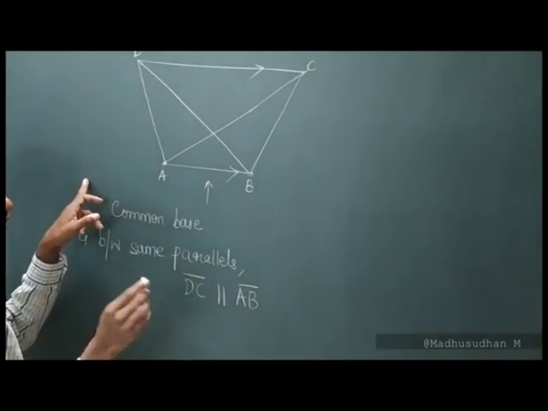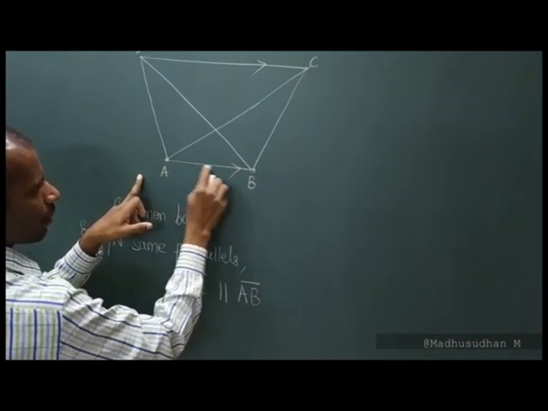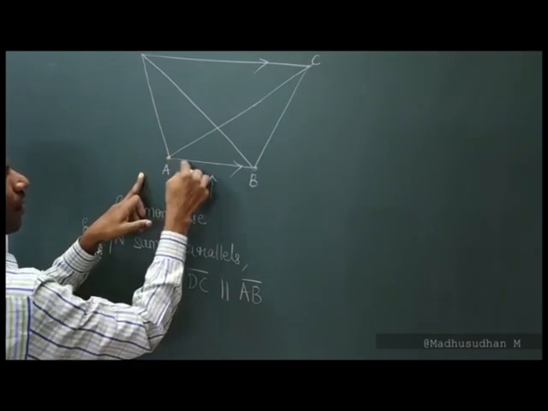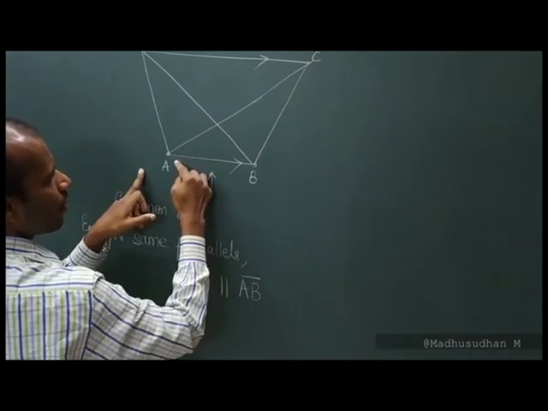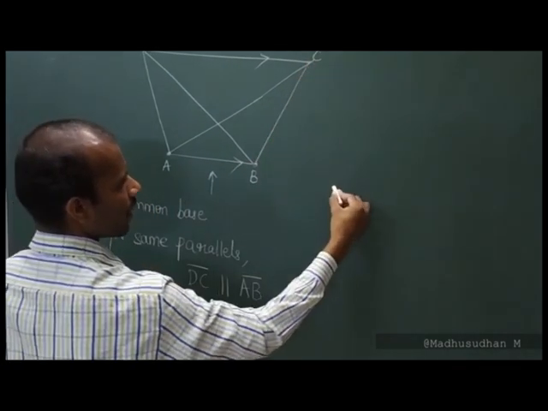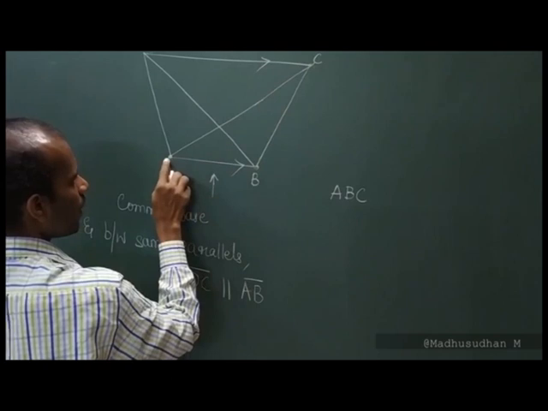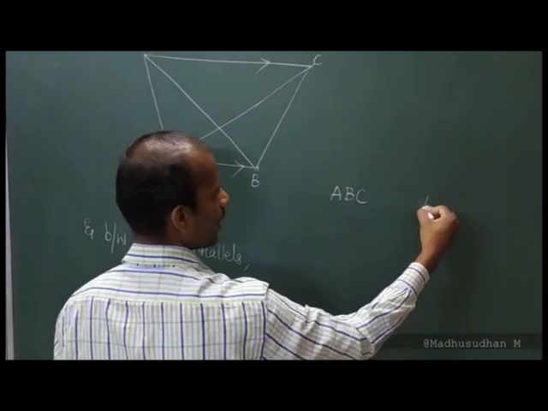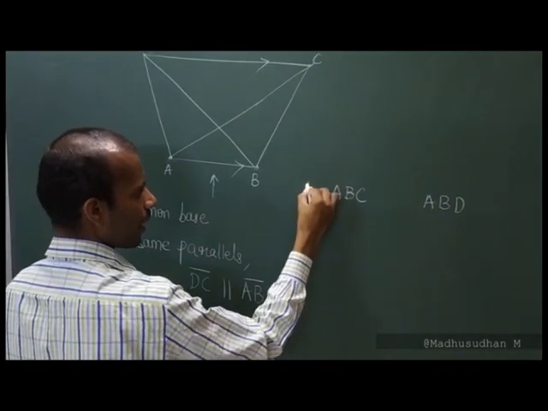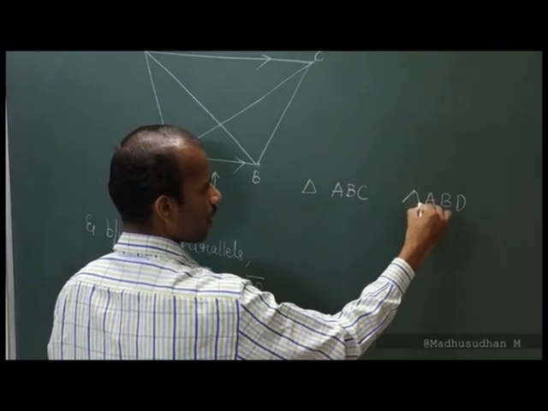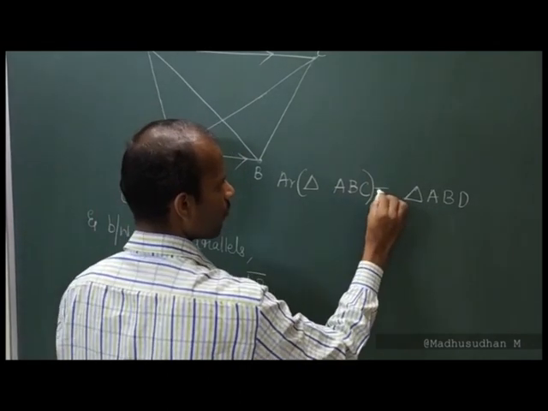So please understand, very, very important point. I can find this AB as a common base for this triangle, right? And I can find common AB base for this triangle, right? So ABC, let me write ABC, common base, and ABD, let me write ABD. Follow it, children. Now these are two triangles, and the areas of these triangles will always be equal.